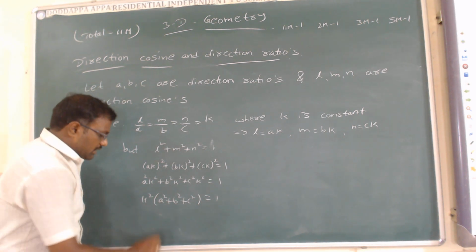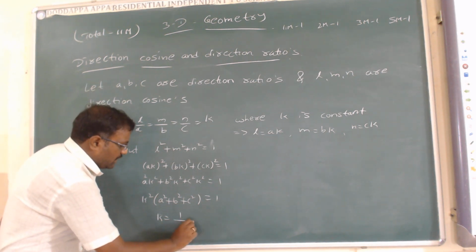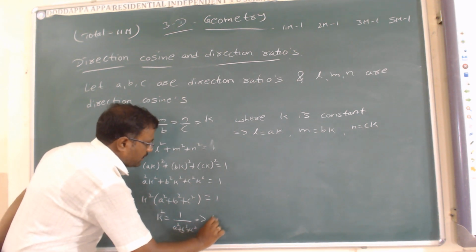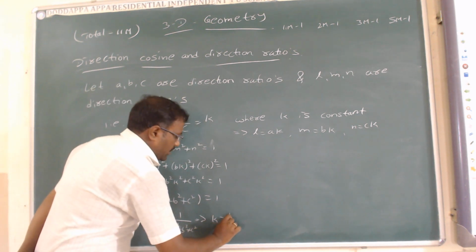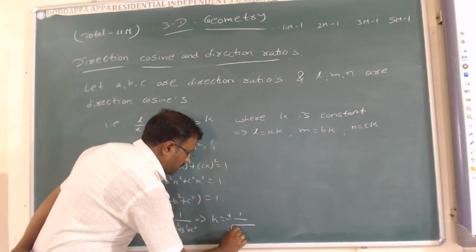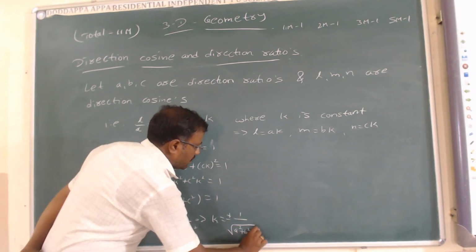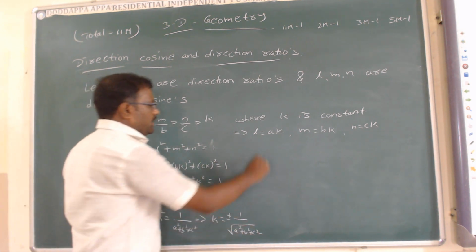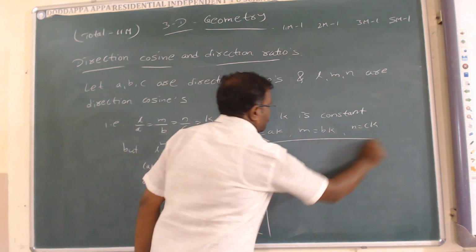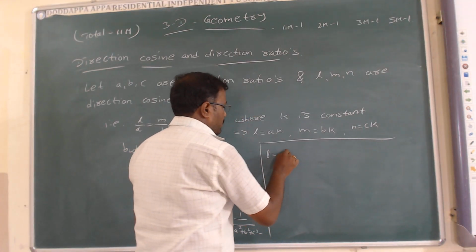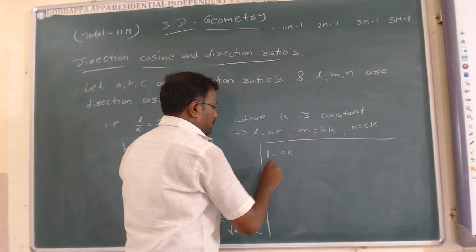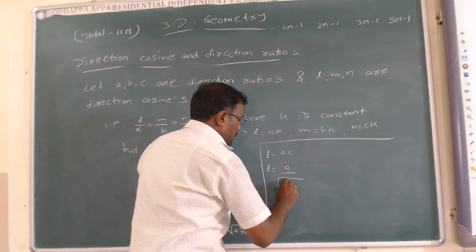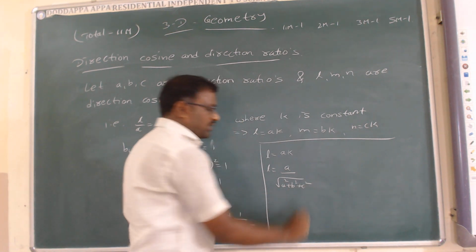So here take k square common, remaining a square plus b square plus c square is equal to 1. So k square is equal to 1 divided by a square plus b square plus c square, which implies k is equal to plus or minus 1 by under root of a square plus b square plus c square. This is the k value. Now you can find the l, m, n values. So l is equal to ak, that is, l is equal to a divided by under root of a square plus b square plus c square.